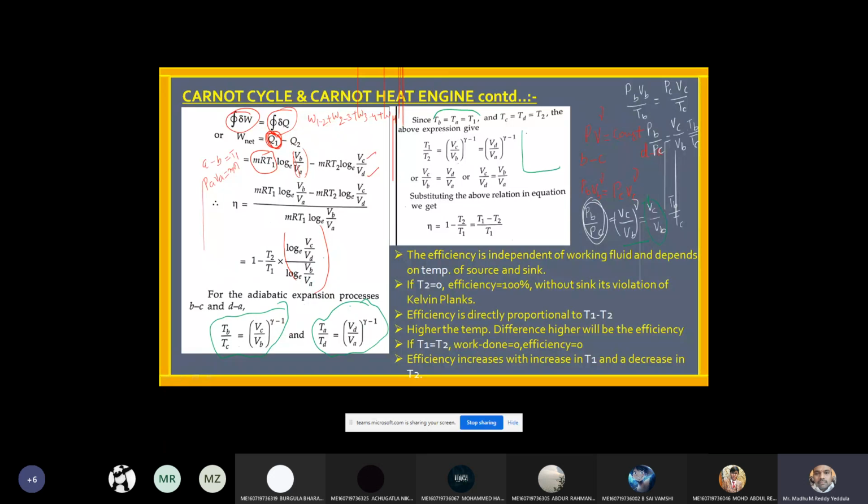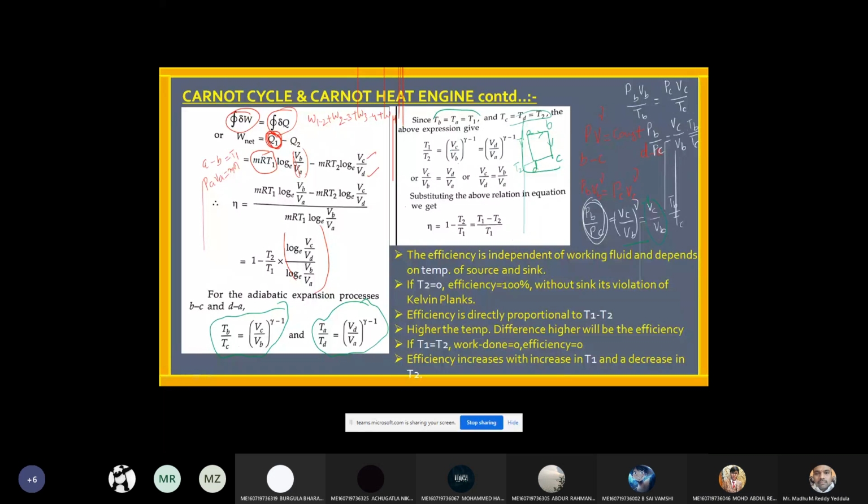So that is the TS diagram. A to B, B to C, C to D. This is the isothermal process. This is the adiabatic process. Now this is the temperature T1. This is the temperature T2. Means TA equal to TB equal to T1, TC equal to TD equal to T2. Right? If you use this one, then yes, mute your mic.